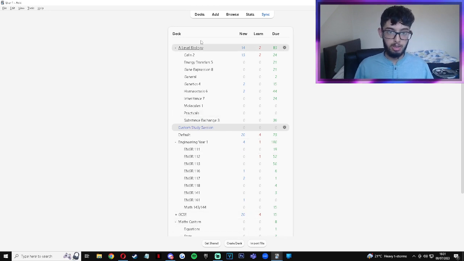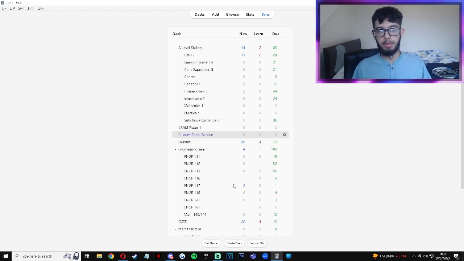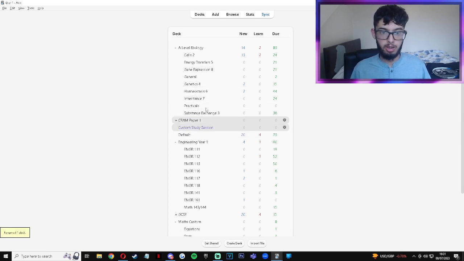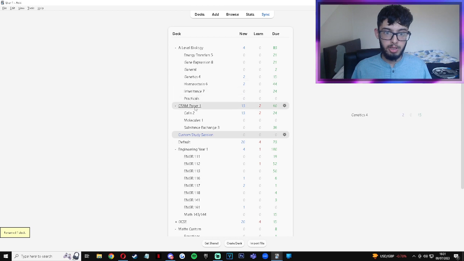Okay, how do I make that? Decks, create deck, cram, paper 1, and now I can put molecules under there. Oh right there. Molecules over there, put cells under there, substance exchange over there, put genetics under there.